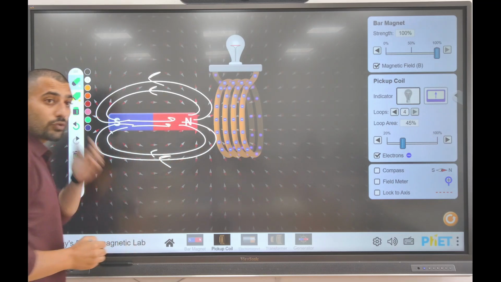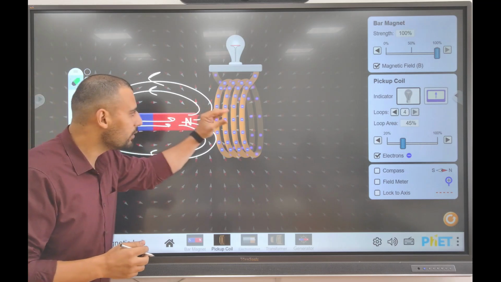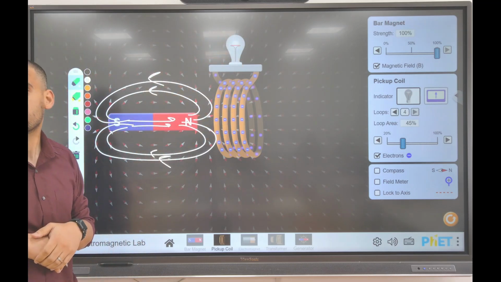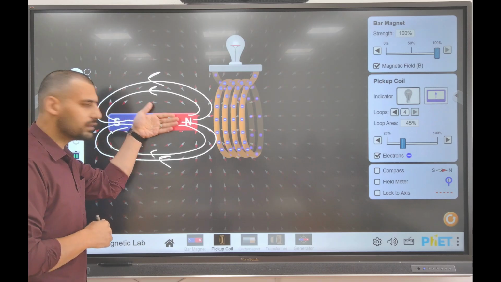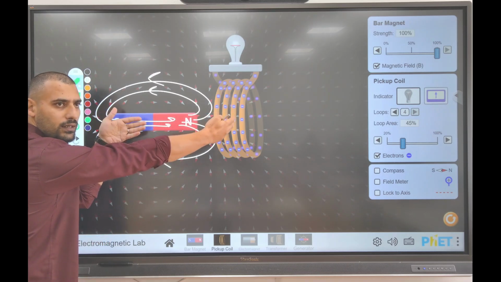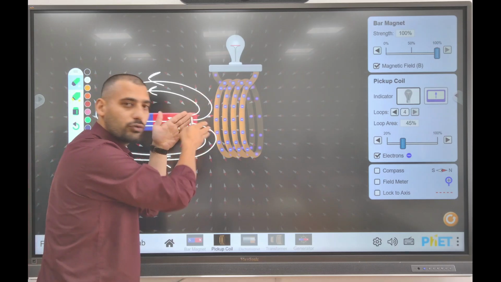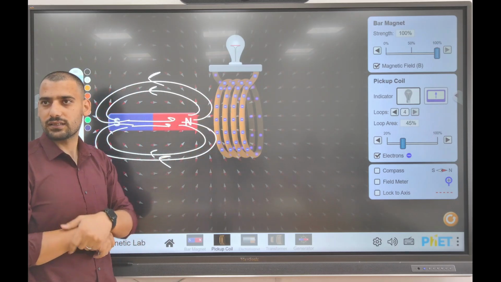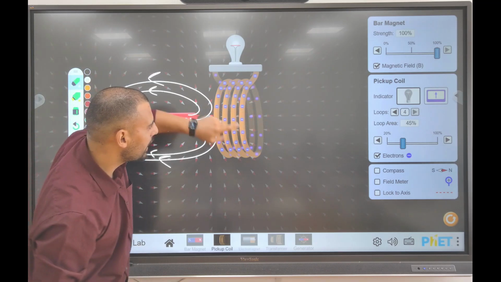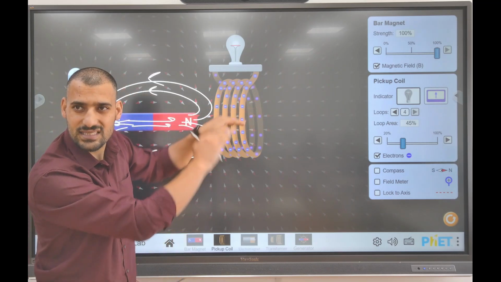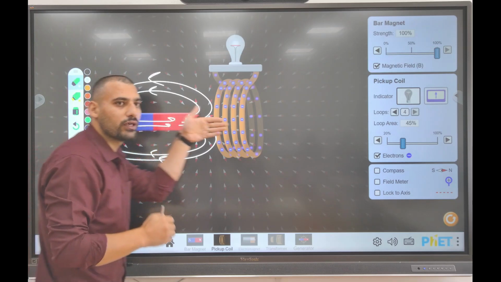Okay? So what he observed was, when there is a motion, the bulb glows. Why is that happening? So what he concludes, he says, when the bar magnet was away from the coil, the number of field lines which were linked, which were going into this, are less, isn't it? See, when this magnet is away, the number of field lines which are here is less as compared to the number of field lines when this bar magnet is going towards it.